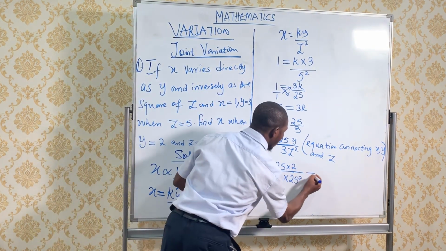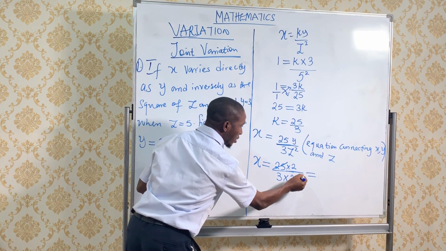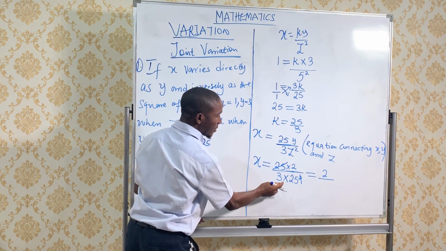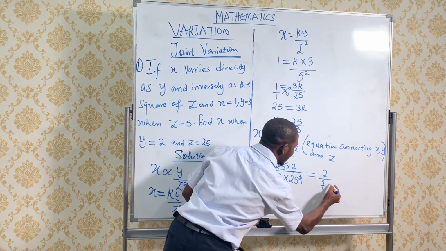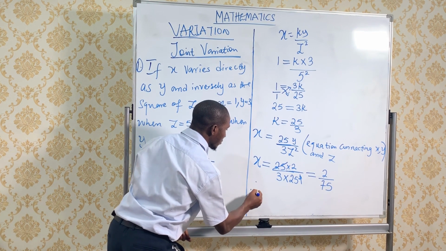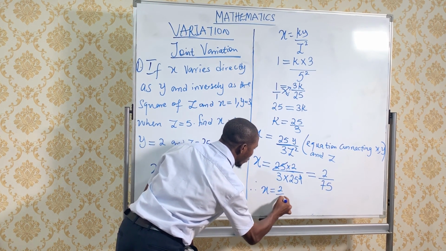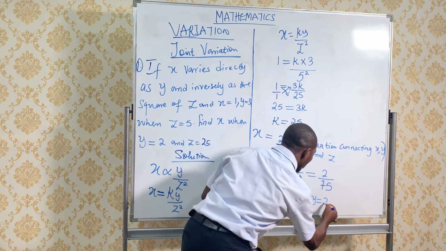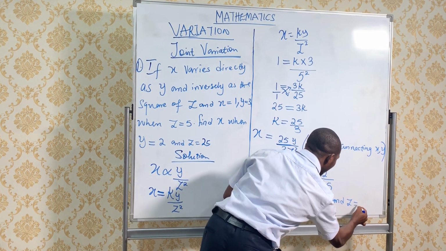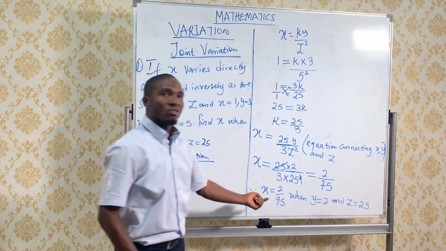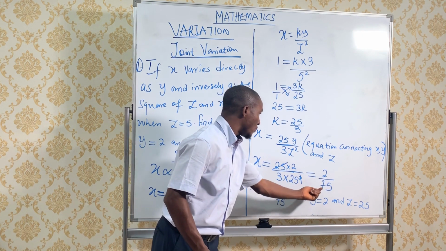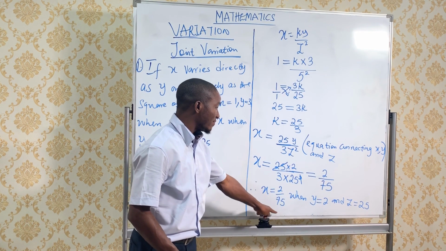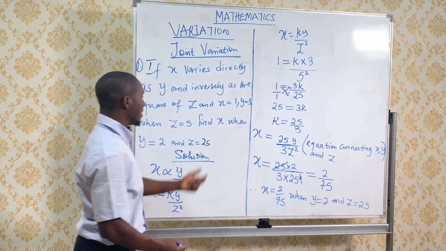So 25, we eliminate one of these 25. So we are left with 2 divided by 3 times 25, which gives us 75. Therefore, x is equal to 2 over 75 when y is 2 and z is 25. So we get our value for x to be 2 over 75. 3 times 25 gives us 75. So x is equal to 2 over 75 when y is 2 and z is 25 from the question.